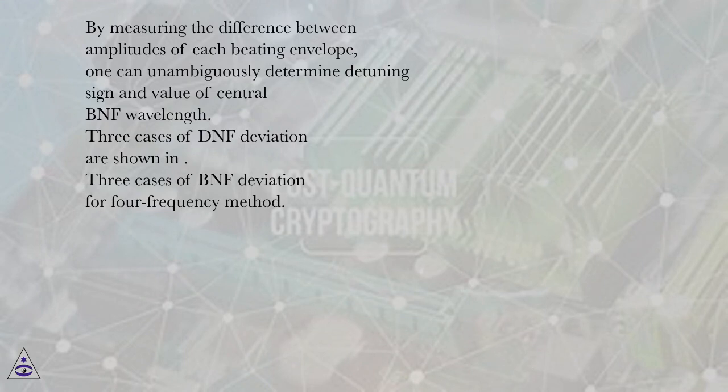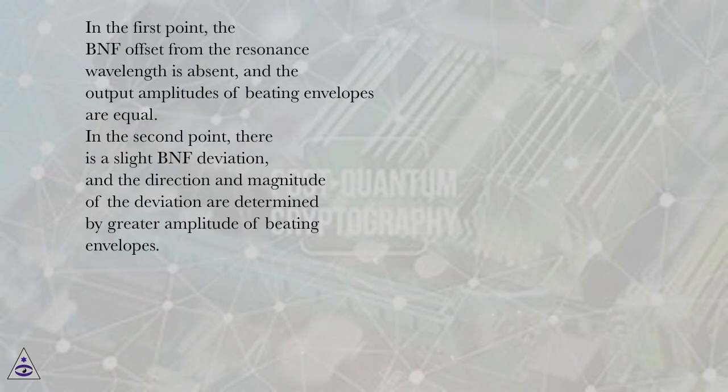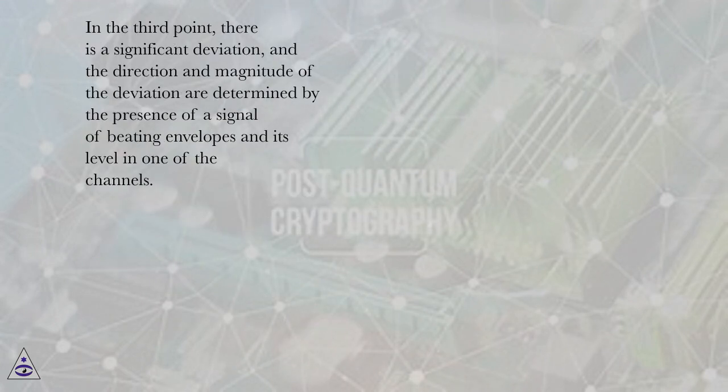3 cases of BNF deviation for the 4-frequency method are shown. In the first point, the BNF offset from the resonance wavelength is absent, and the output amplitudes of the beating envelopes are equal. In the second point, there is a slight BNF deviation, and the direction and magnitude of the deviation are determined by the greater amplitude of the beating envelopes. In the third point, there is a significant deviation, and the direction and magnitude of the deviation are determined by the presence of a signal of the beating envelopes and its level in one of the channels.